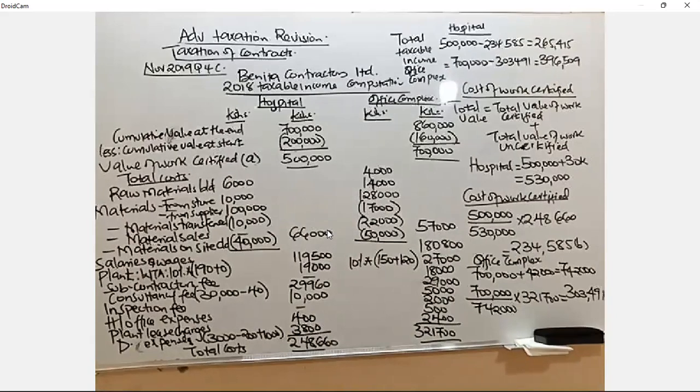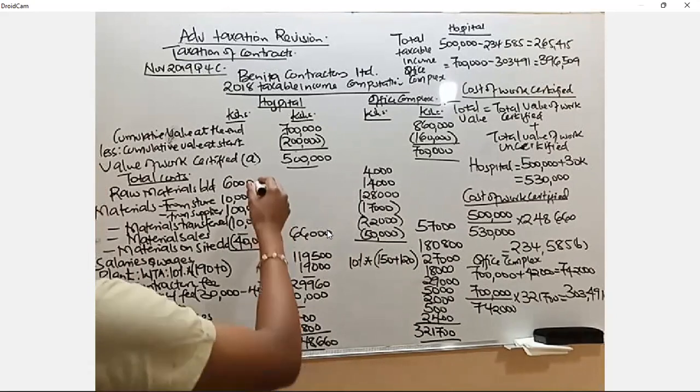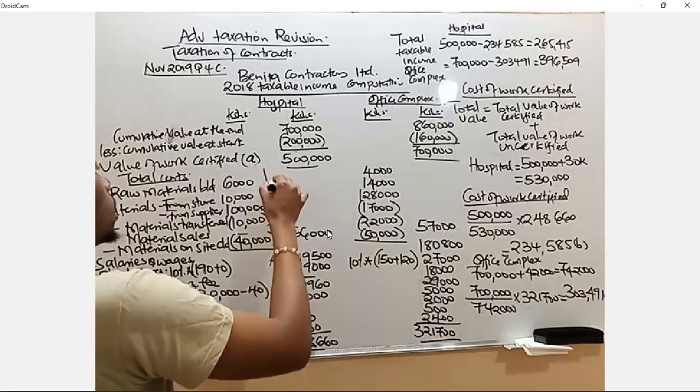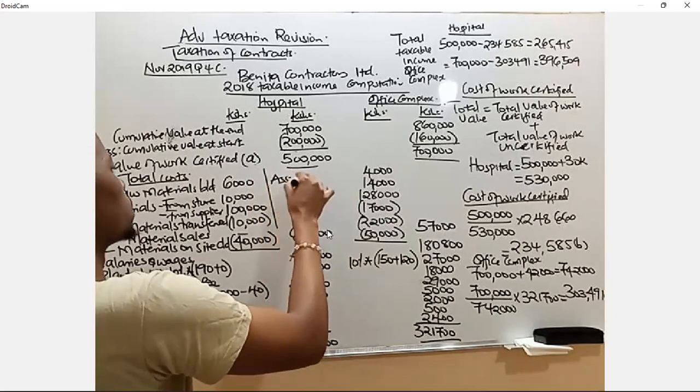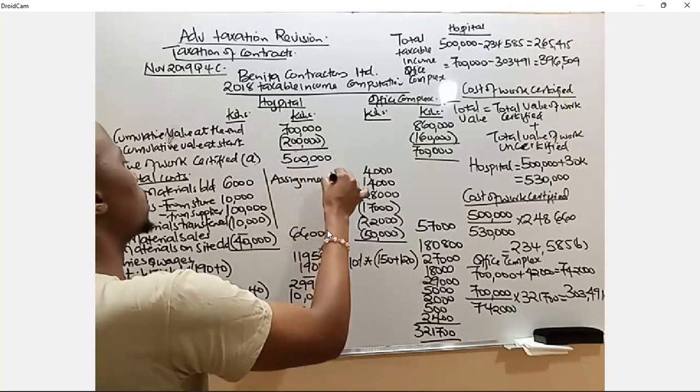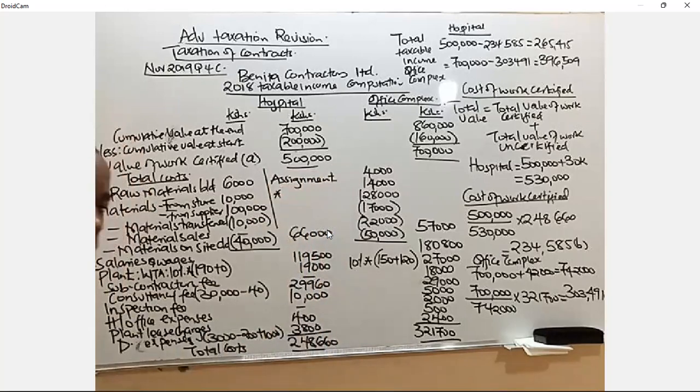Can I ask a question? Yes. There's a cash received from subcontractor. That one is not considered at all. Yeah, that is not considered. Okay. That one is ignored.